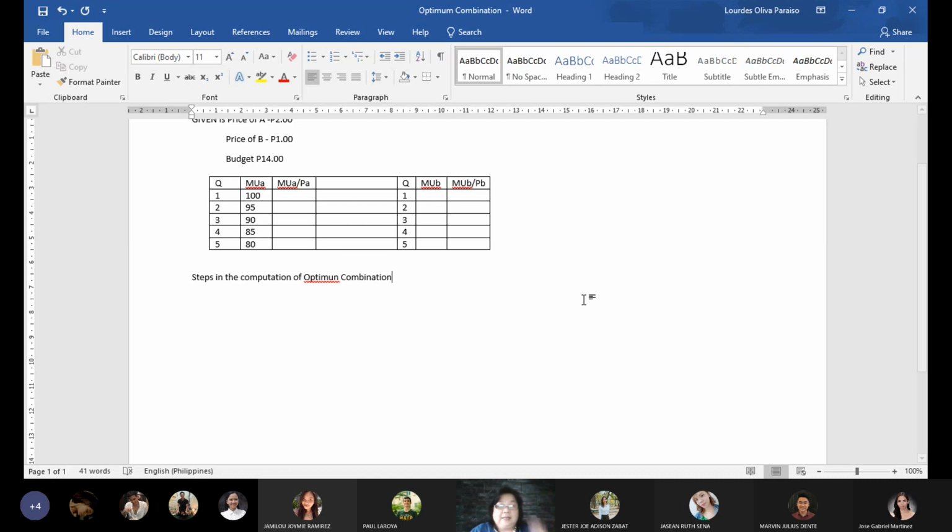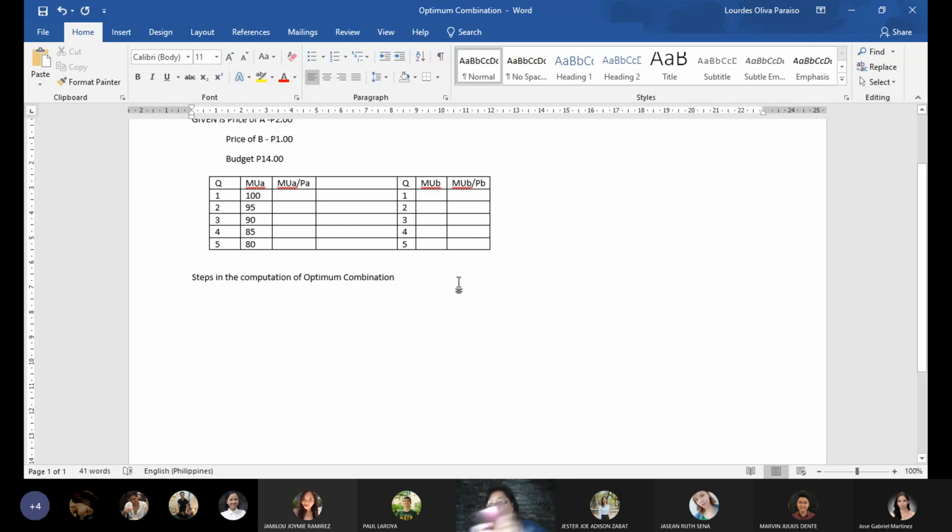Class, the optimum condition here is that you just don't have to pair it, na, gagawin kong isa ito, dalawa dito, and then my budget is just enough. No, it's not that kind of combination that we are looking for. We're looking for a combination where you can maximize your satisfaction for good A and you can maximize your satisfaction for good B. Okay, that's why it's called optimum combination.